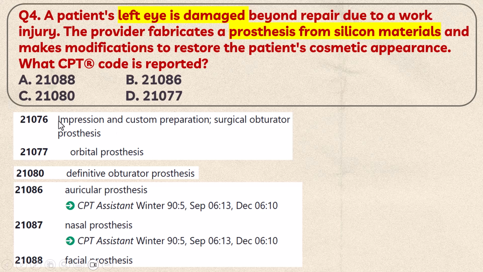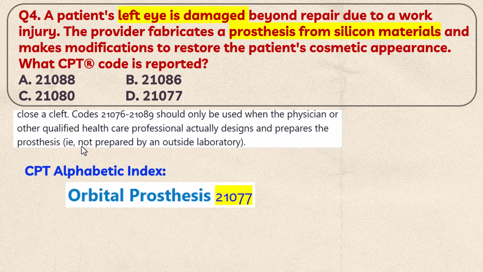When you look at the other answers, 21,086 is definitive obturator prosthesis, that is not suitable. And 21,086 is auricular prosthesis. Auricular means the ear. Orbital means the eye. So the correct answer will be answer D. If you encounter this case in the real working world, you have to use the alphabetic index. There you have to search for the term orbital prosthesis. It will lead you to this code.